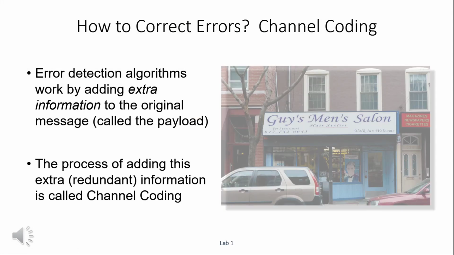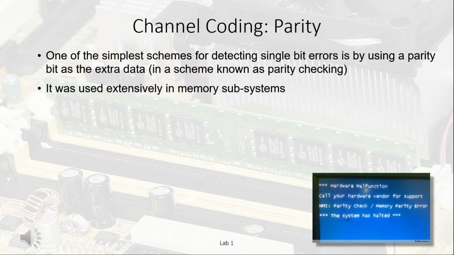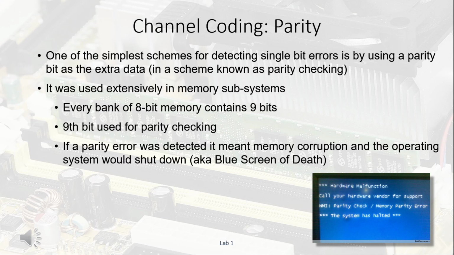So error correction algorithms use redundant or extra information that's supplied with the original message. The process of adding this extra redundant information is known as channel coding. Channel coding has been used in memory subsystems. It's one of the simplest ways for detecting single bit errors.